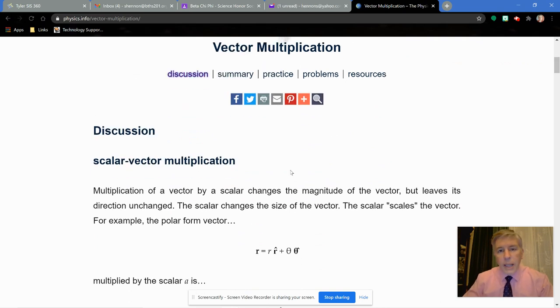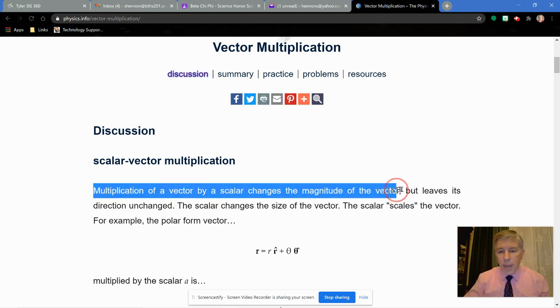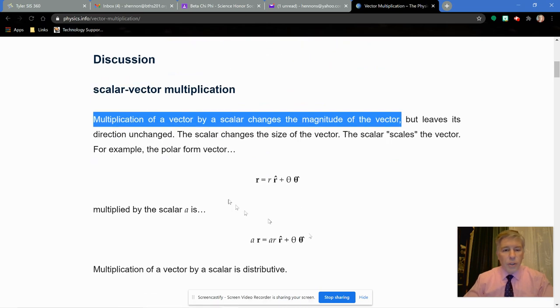Now, the first part, if you take a scalar and multiply it by a vector, all it does is actually scale the magnitude of the vector. In other words, it makes that vector larger. So, for example, if you had a vector in polar form where you have the radius direction and an angle with respect to horizontal, then you could just multiply those by some number.